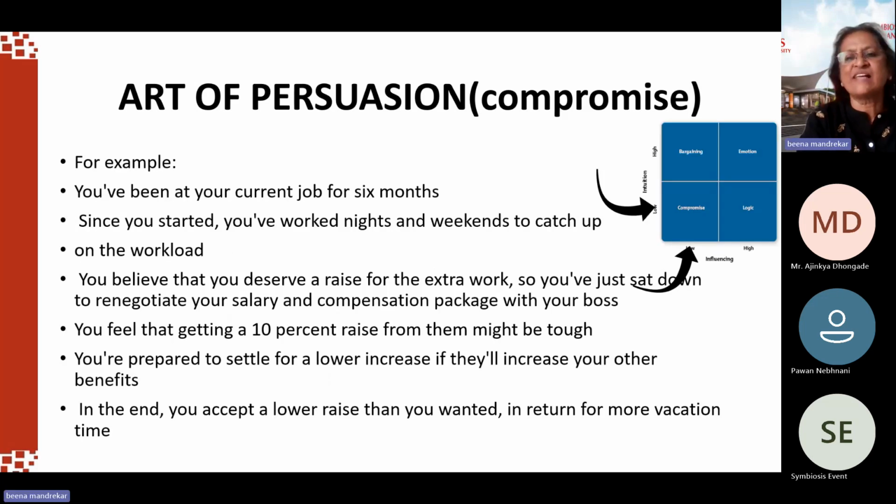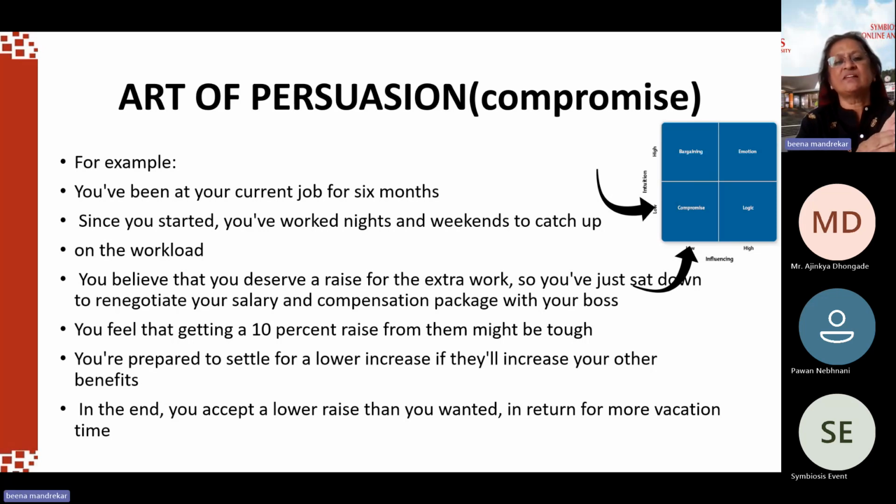Now, example, you've been at your current job for 6 months. Since you started, you worked nights and weekends to catch up on the workload. There is no relief. Your boss says, stay the night, you stay. Your boss said, come the weekend, you've come. Now, after 6 months, you say, I need a raise. So you sat down and renegotiated your salary and compensation package with your boss.